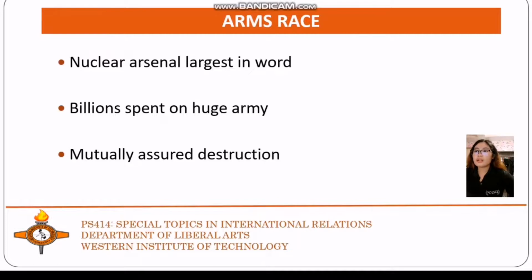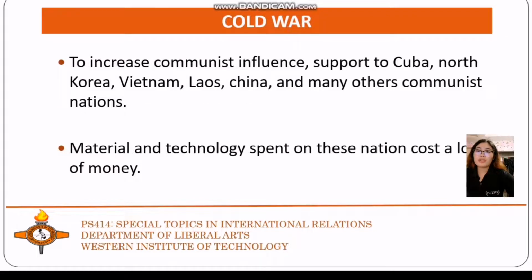Following are the nuclear arsenal, largest in the world, then billions spent on a huge army and mutually assured destruction. Then we have the Cold War. The Cold War was a period of geopolitical tension between the United States and Soviet Union and their respective allies, the Western Bloc and the Eastern Bloc, which began following World War II. So what the USSR did was to increase communist influence, with support to Cuba, North Korea, Vietnam, Laos, China, and many other communist nations. Also, during the Cold War, USSR spent on materials and technology. Thus, these nations caused a loss of money.